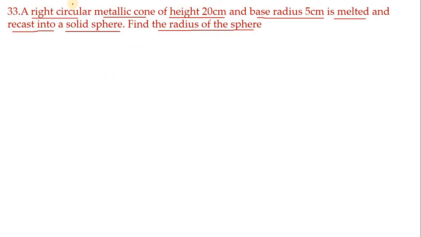So here there is a right circular metallic cone. Its height is 20 centimeter and radius is 5 centimeter. Now they are melting that and recasting it into a solid sphere, meaning they are converting the cone into a sphere. After conversion into a sphere, what could be the radius of the sphere that we want to find?